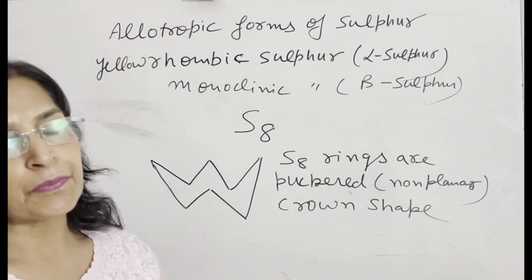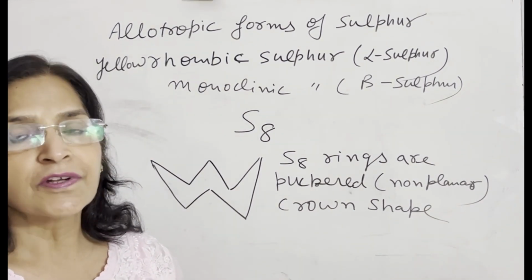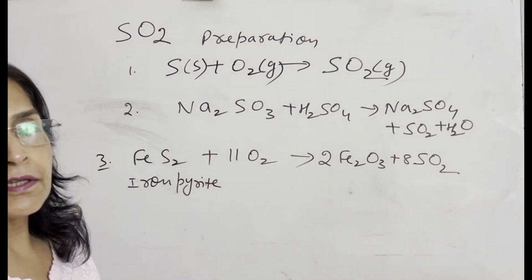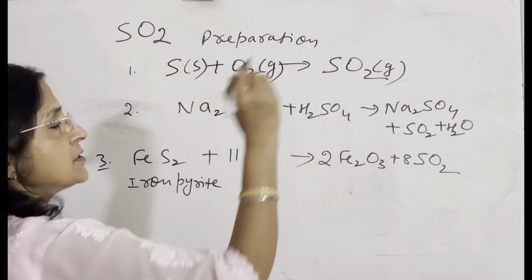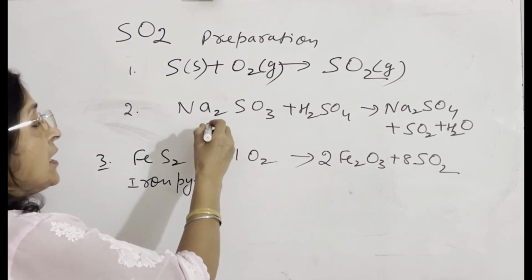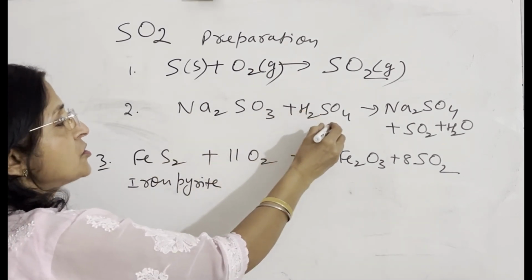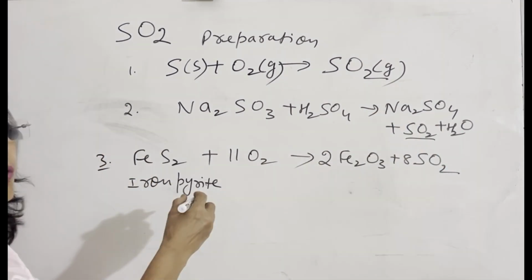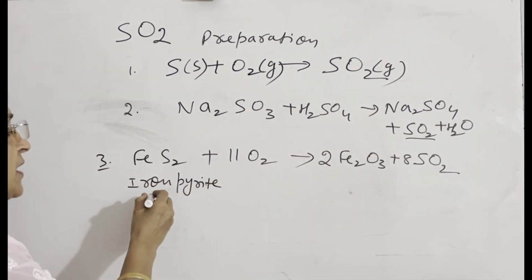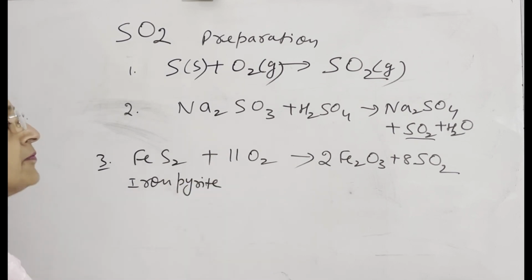Now we will discuss preparation, properties and uses of sulfur dioxide. These are the methods of preparation of sulfur dioxide. When sulfur is burned in the presence of oxygen, sulfur dioxide forms. In laboratory, it is prepared by the reaction of sulfuric acid on sulfite, and sulfur dioxide gas is produced. On large scale, it is produced when iron pyrite ore is treated with oxygen.